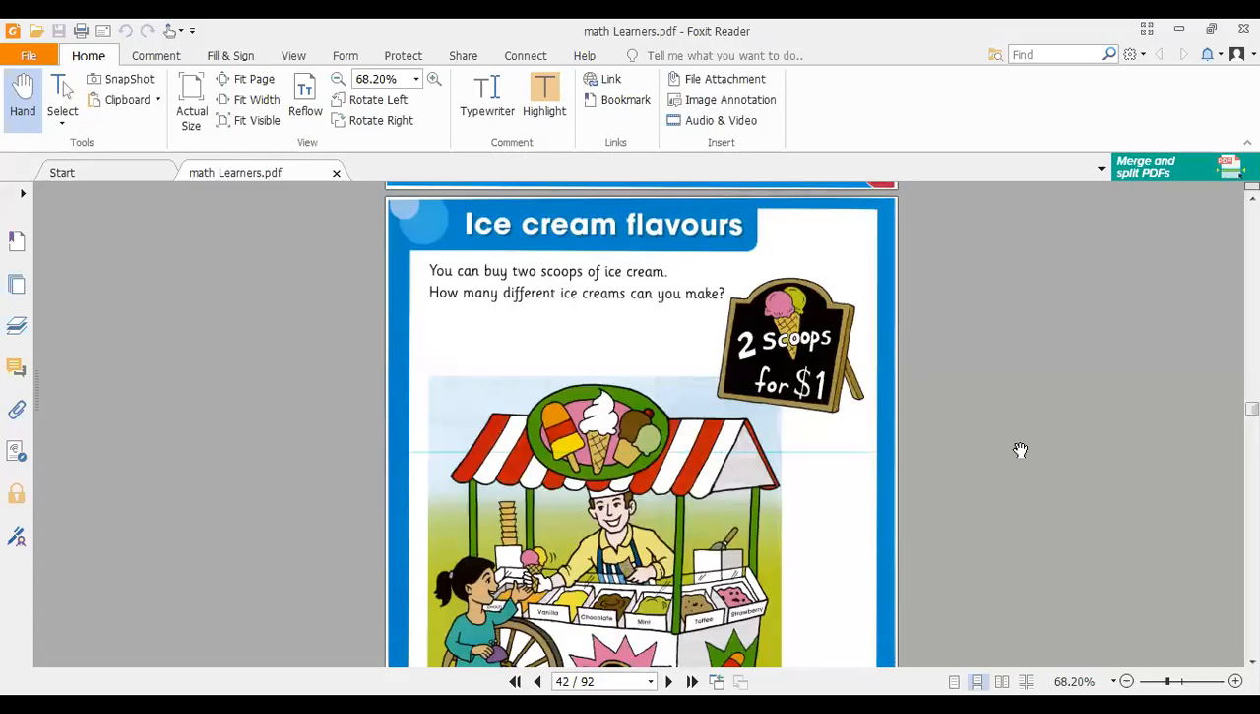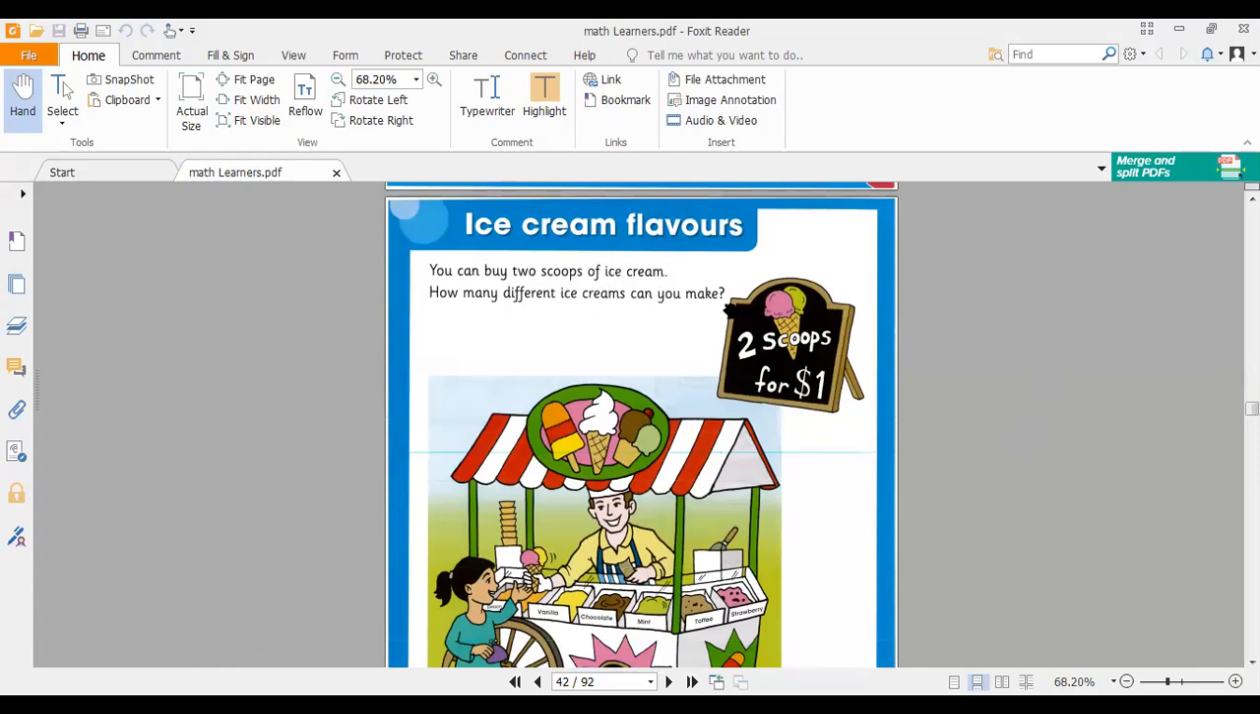Okay, boys, in math today, our topic is ice cream flavors. The page number of your learner's book is 44. Unit 2A. In this unit, we are going to talk about money and how many scoops we can get for $1. You can buy 2 scoops of ice cream.